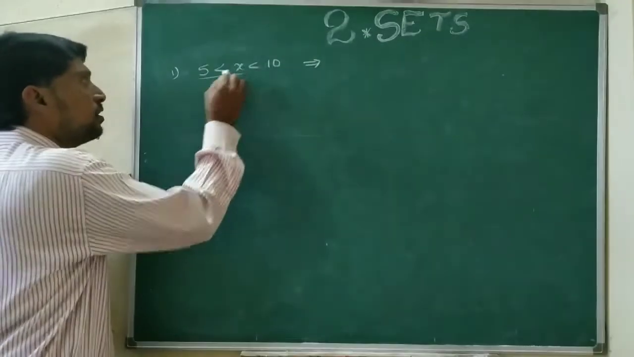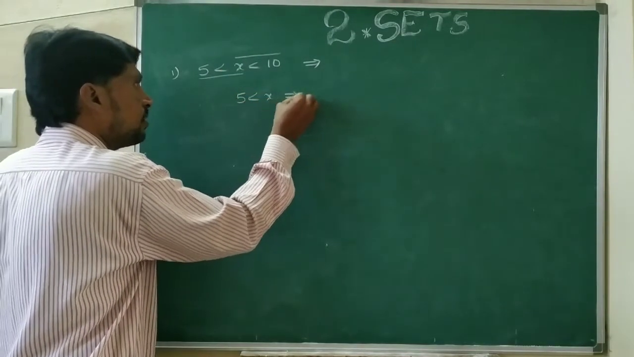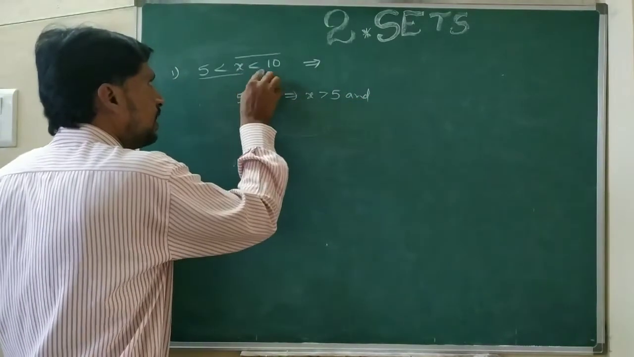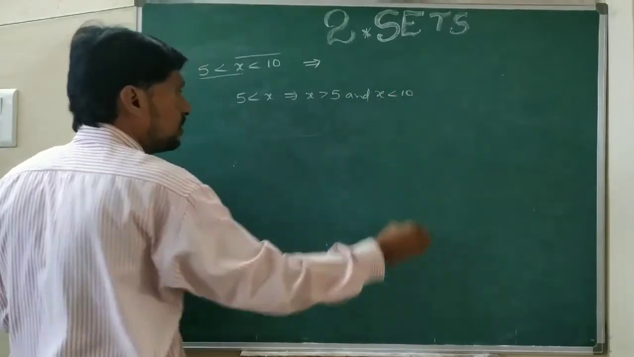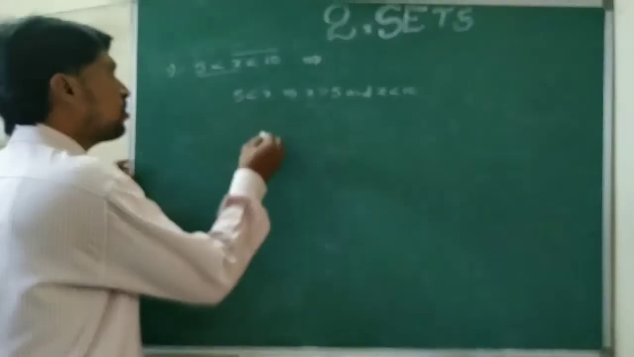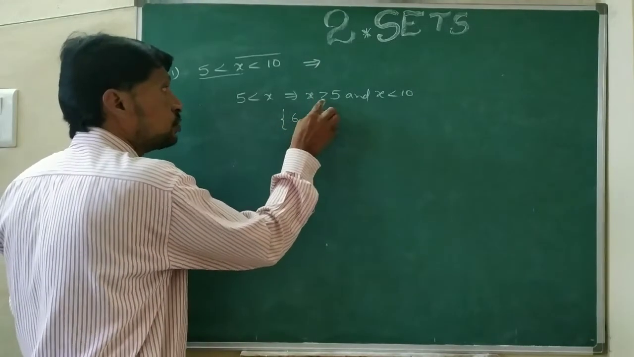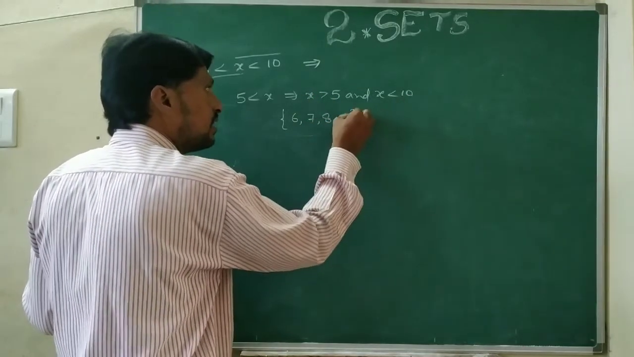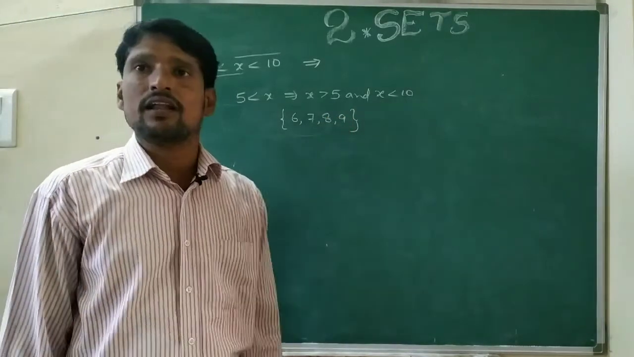Here you can divide it into two parts, from here to here one part, and here to here one part. It means 5 less than x, that is x greater than 5, and x less than 10. So what elements will come? Those elements we should write. x greater than 5 means 6, 7, we should not take 5 here. 8, 9. Here x less than 10, below 10 only we should take, which means we don't consider the 10 also here.